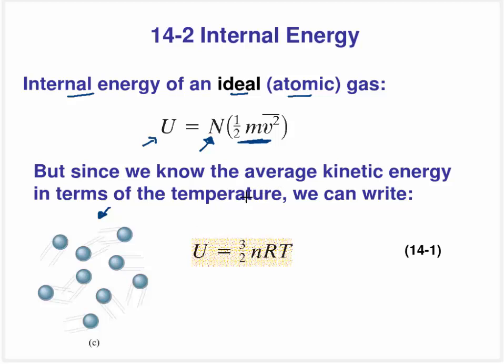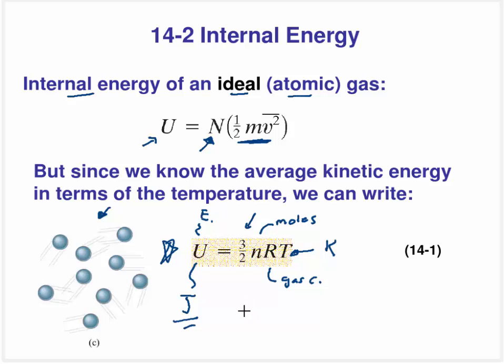Now we know what this kinetic energy is in terms of temperature, and so we can write this super important equation right here, which is going to be the internal energy of the gas. It's going to be 3/2 times n, the number of moles of the gas, times R, the gas constant, times T, the temperature, and this temperature must be in Kelvin. That's going to give us the energy. This energy will be in joules.